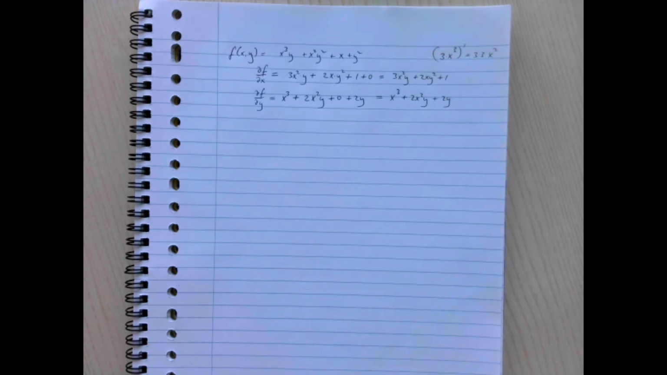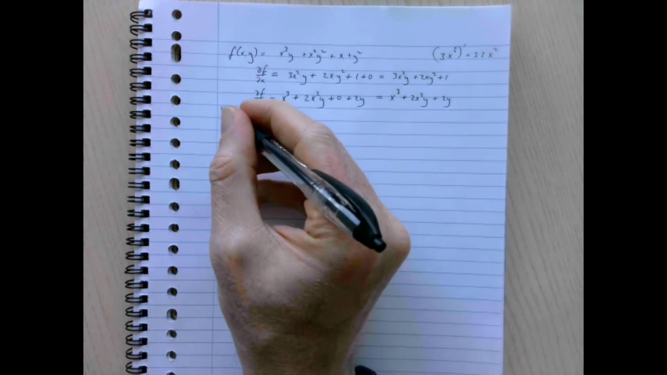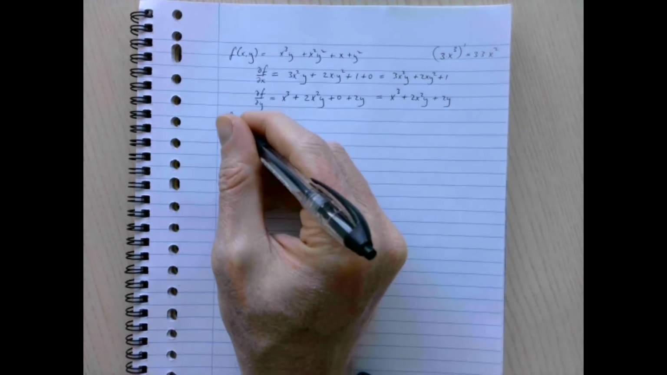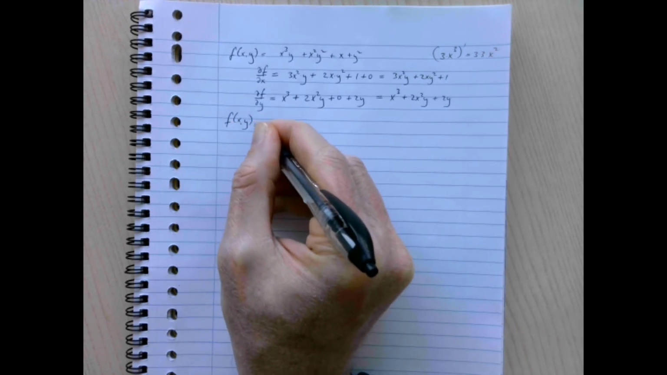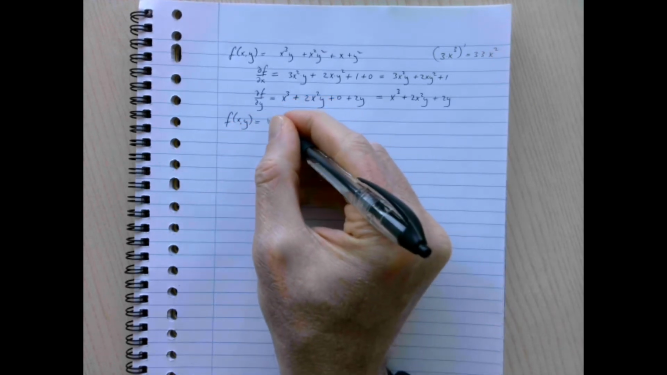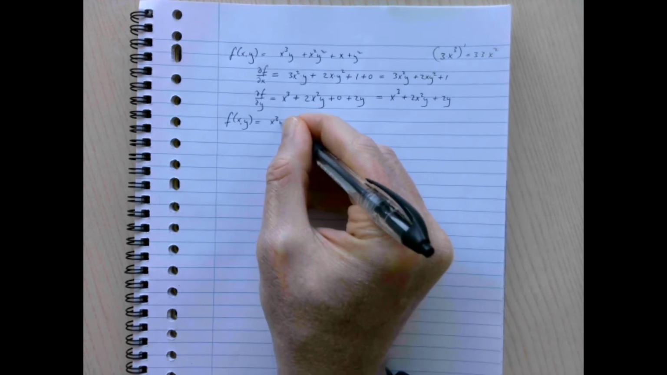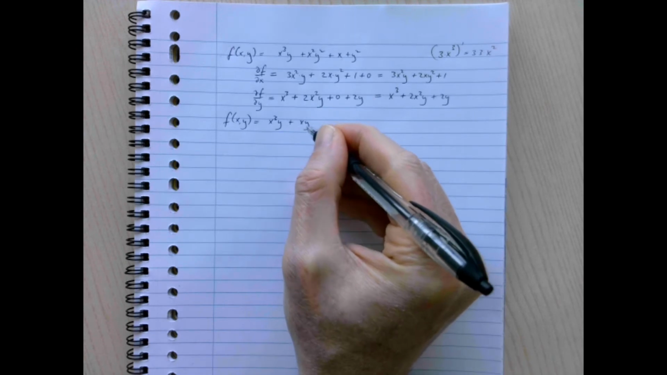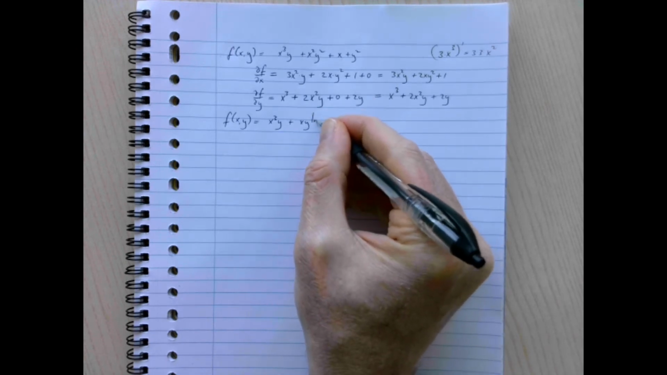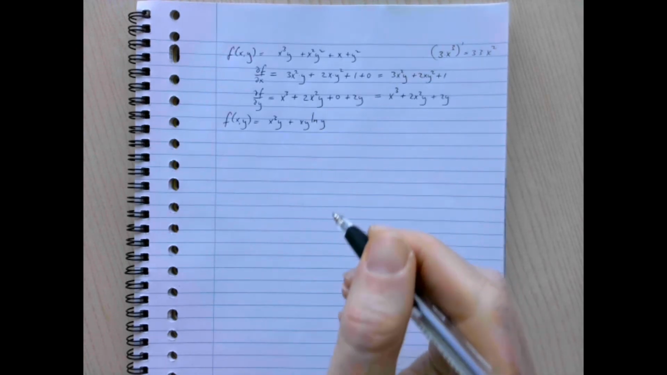So that's the first example. So let's go to the second example. All these examples will be on the slides. So the second example is now this one. f of x and y is a function: x cubed y plus xy times log of y.